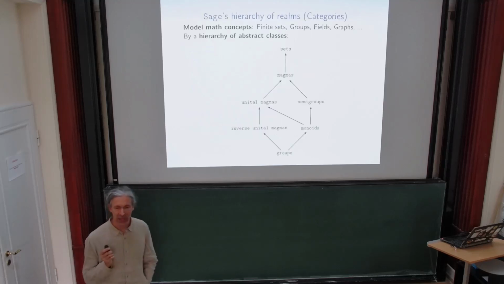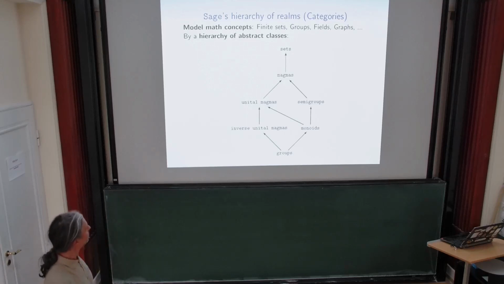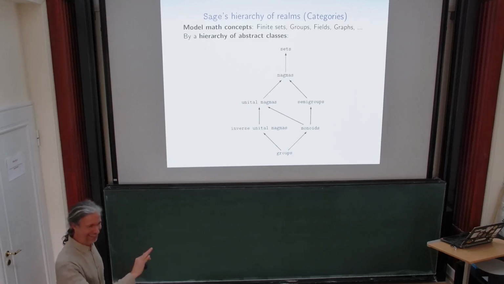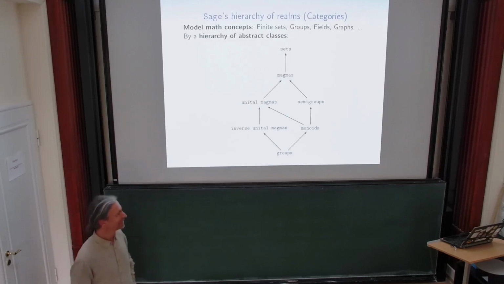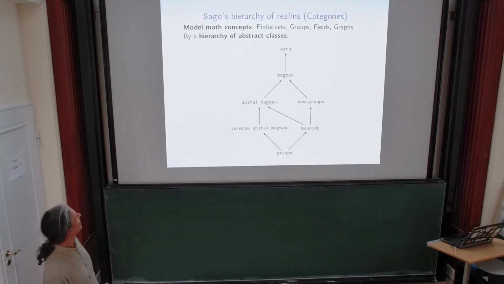So let's have a look at Sage and what kind of realms we have here. Of course, you have the basic things. You have sets, you have magmas, and I'm not going to speak about the foundations. Sets, right? Just sets. Magmas, so you have multiplication, it's associative, it's unital, it's a monoid, it's a group. So that's a typical kind of thing that we have.